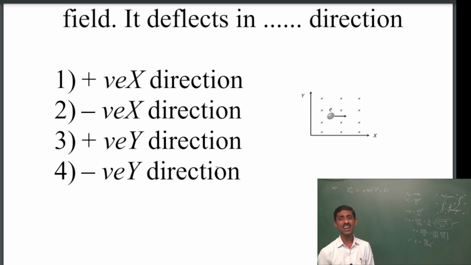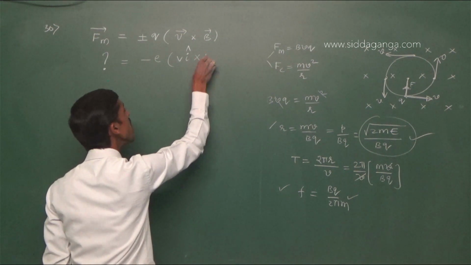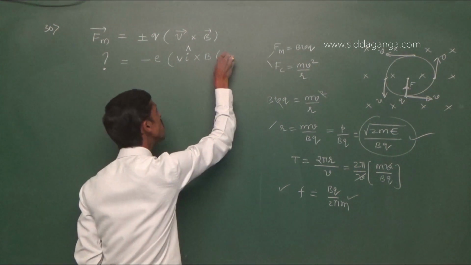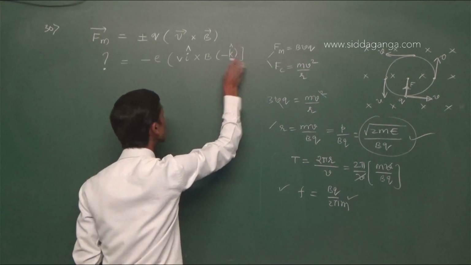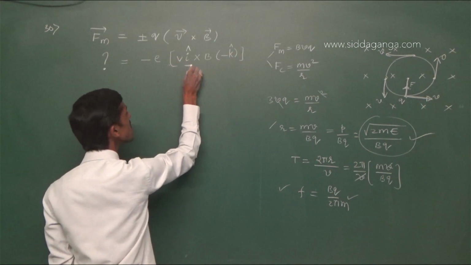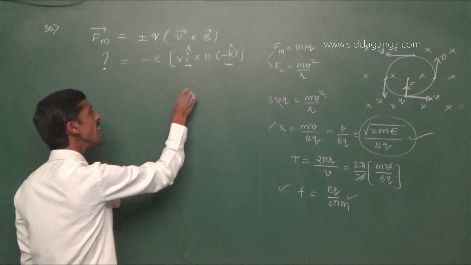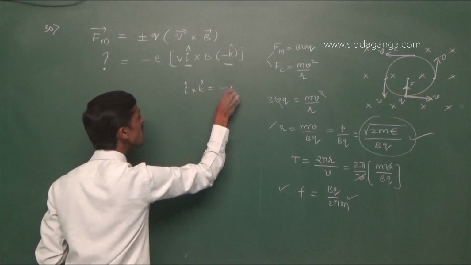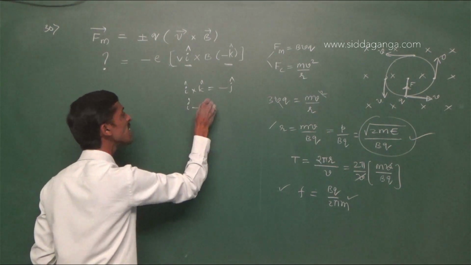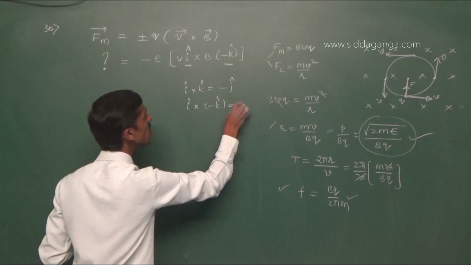The particle is an electron, so the charge is negative, and it is moving along the x direction. They are asking in which direction it is deflected. So the charge is minus e. The velocity of the electron is v i cap, because the electron is moving along positive x direction, cross magnetic field strength, let us say B. In which direction is the magnetic field? Negative z direction. So i cap cross minus k cap. I cap cross k cap is equal to minus j cap. I cap cross minus k cap is equal to j cap.